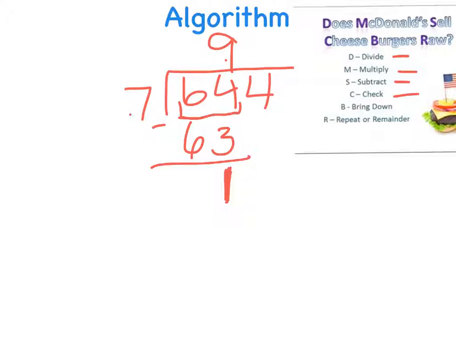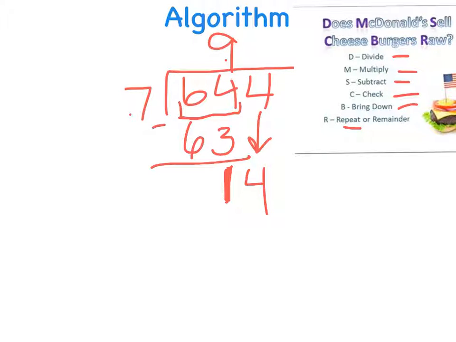Next, I will bring down the next number. So I have a 4 here. I'm going to bring that down because this is in the tens place. I had a 1 in the tens place and a 4 in the ones place. So altogether I have 14. So I've done the B, bring down, and then I'm going to R, repeat this process.